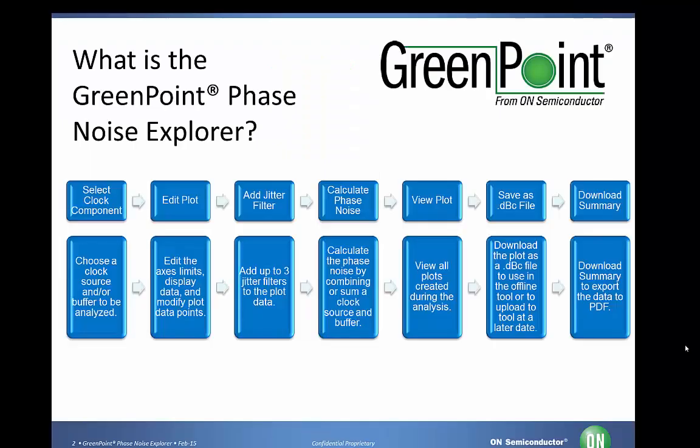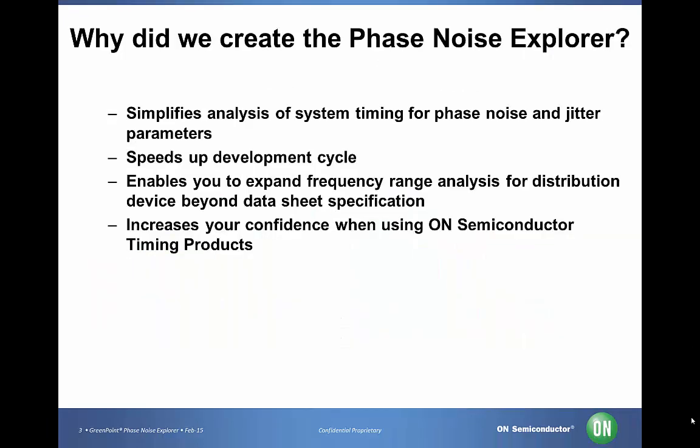The GreenPoint Phase Noise Explorer enables an interactive design environment for advanced phase noise and jitter analysis of clock tree designs in 7 easy steps. These include phase jitter contribution, phase noise, and spur plotting. The tool gives many advantages to our customers by simplifying system timing analysis for phase noise and jitter parameters. This results in a faster development cycle and implementation of your design.